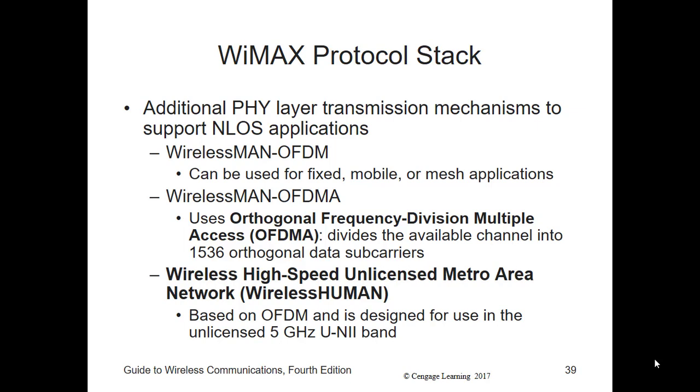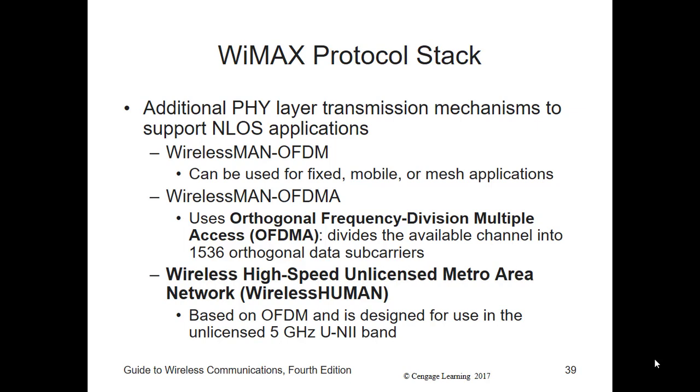The wireless MAN OFDM can be used for fixed, mobile, or mesh applications. It uses TDD or FDD in licensed band below 11 gigahertz. This mode divides the frequency band into a number of data subcarriers, pilot subcarriers, and null subcarriers to make it resistant to multipath problems. The radio does not transmit during null subcarriers, and null subcarriers are used as guard bands. Remember, guard bands are used to prevent the signals from blending over to the other signals.